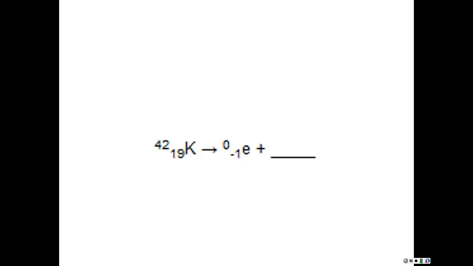Okay, so here again, we have 42 for our mass. We've got 0 at this point, so that leaves us with 42 for our new mass. We have 19 for our number of protons and a negative 1. So whatever number we come up with has to be added to negative 1 to get 19. So that's going to be 20. And the symbol for that is going to be calcium.